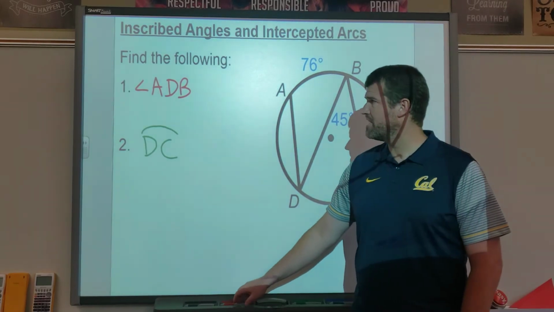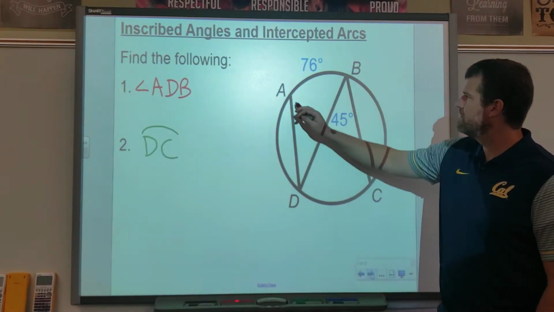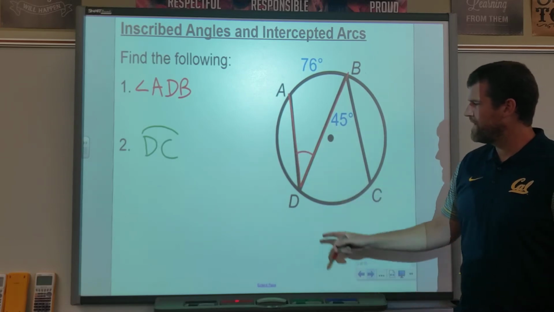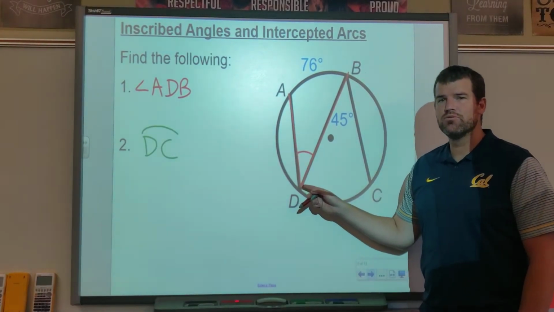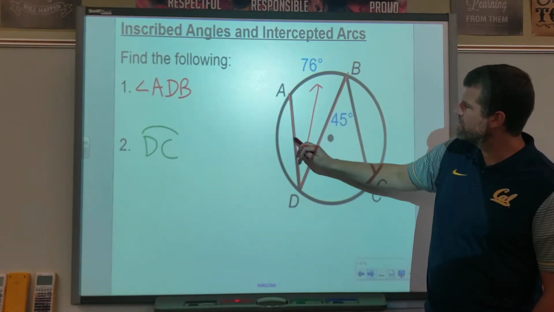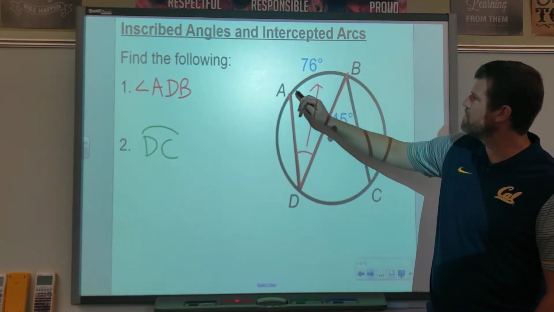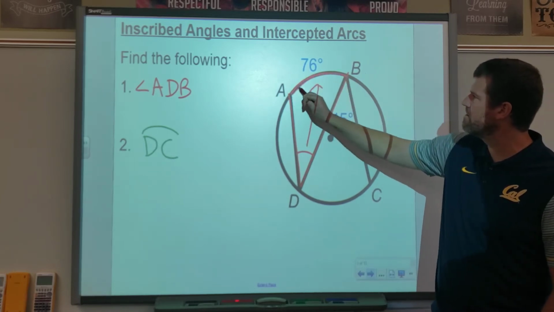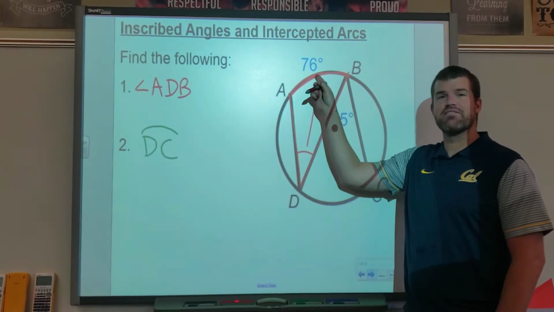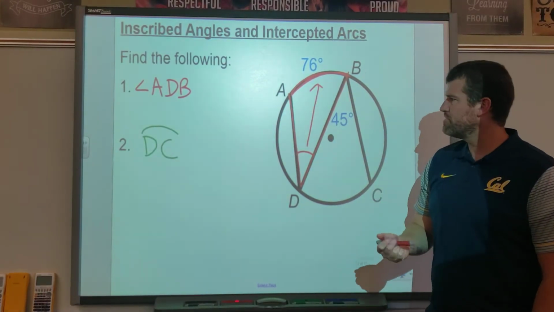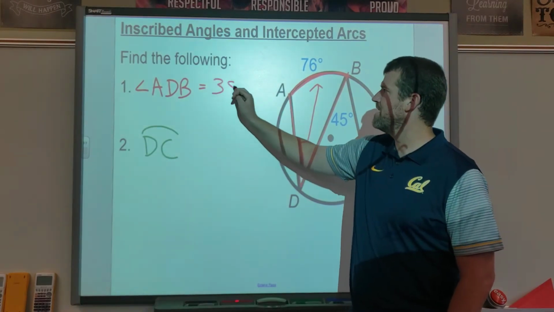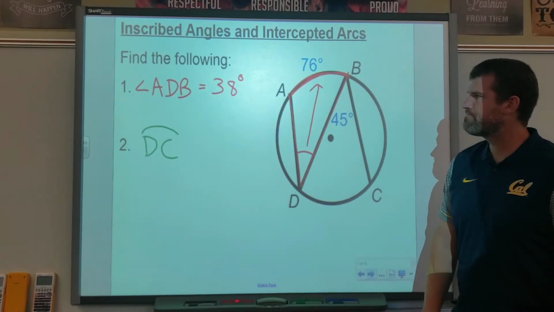Okay, so this first one, angle ADB, that's this angle here. Well, that is an inscribed angle, which means it will be half of the arc that it forms, which if I go to A and B, that's this arc here, right? And so we know that this angle will be half of 76. So the measure of angle ADB is half of 76, or 38 degrees.